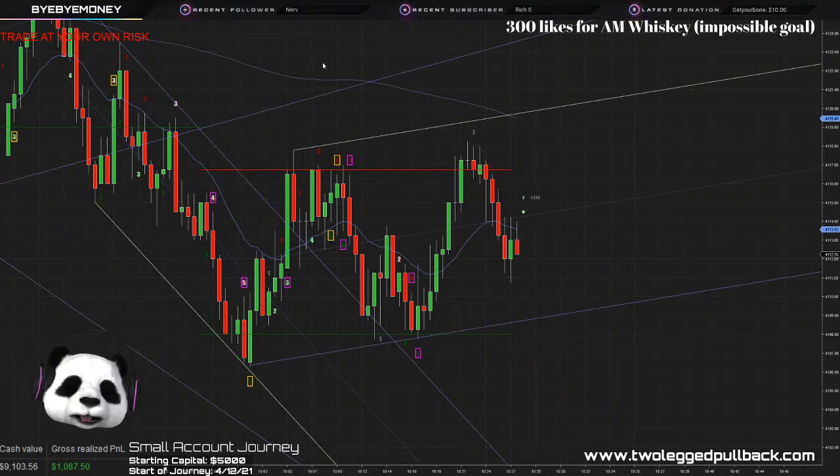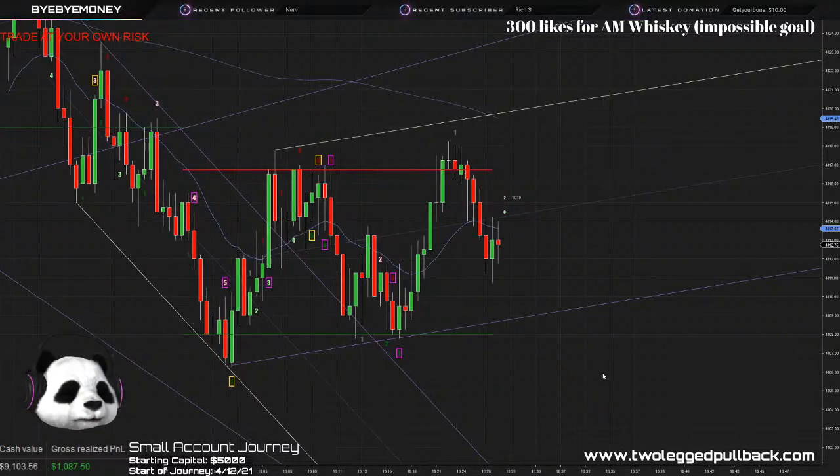Getting choppy now, but I think this trading range, to me, I feel very confident in this trading range right now. We had 1, 2, 3 hits, 4 hits. Good, good, good. Thanks, Pandas, for confirming that.